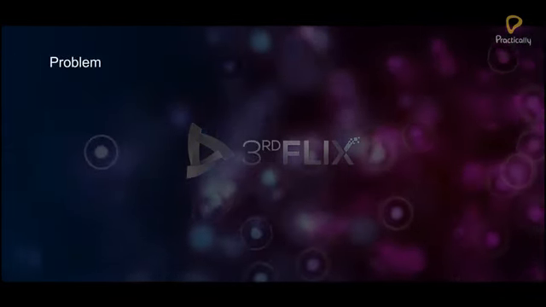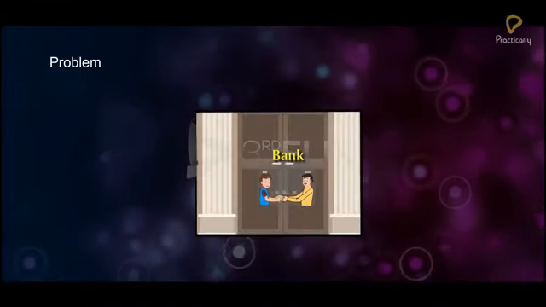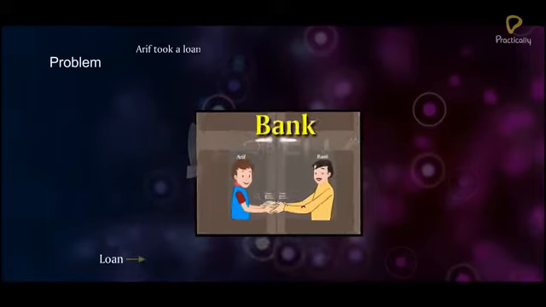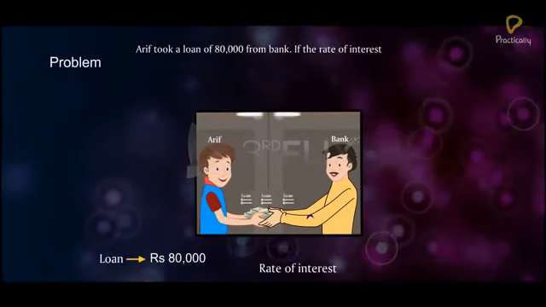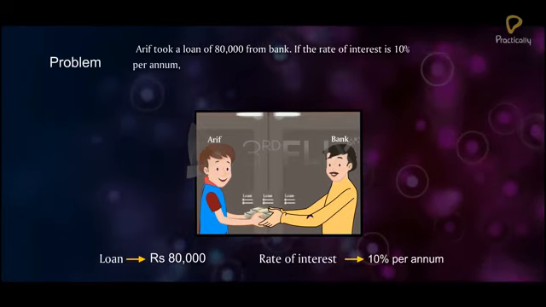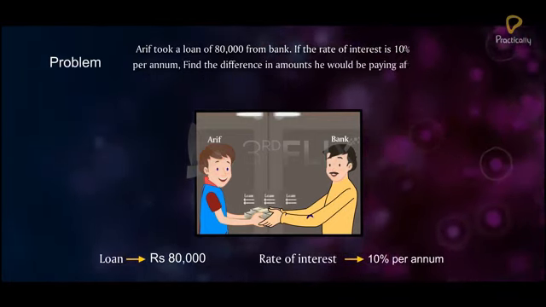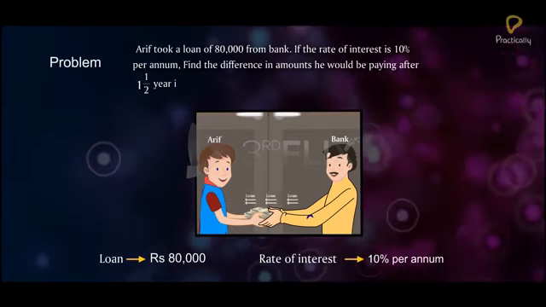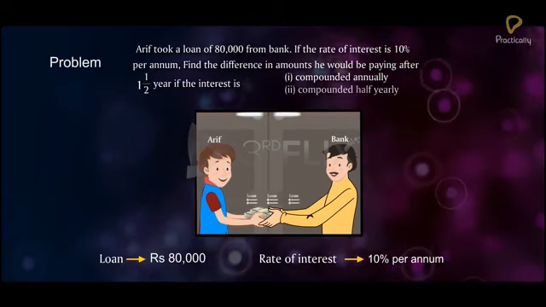Problem. REF took a loan of rupees 80,000 from a bank. If the rate of interest is 10% per annum, find the difference in amounts he would be paying after 1.5 years, if the interest is compounded annually, or compounded half yearly.